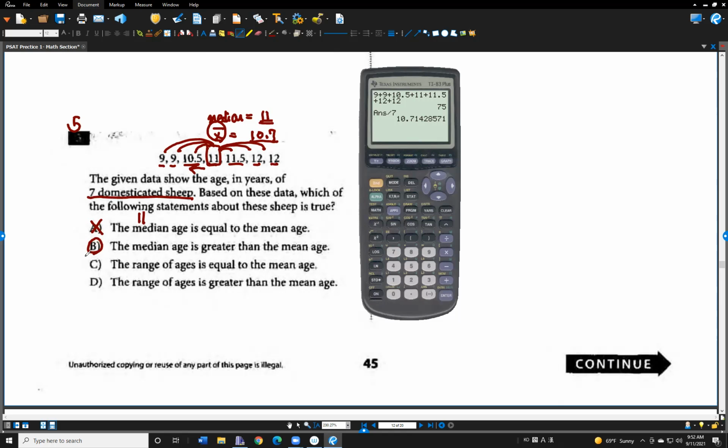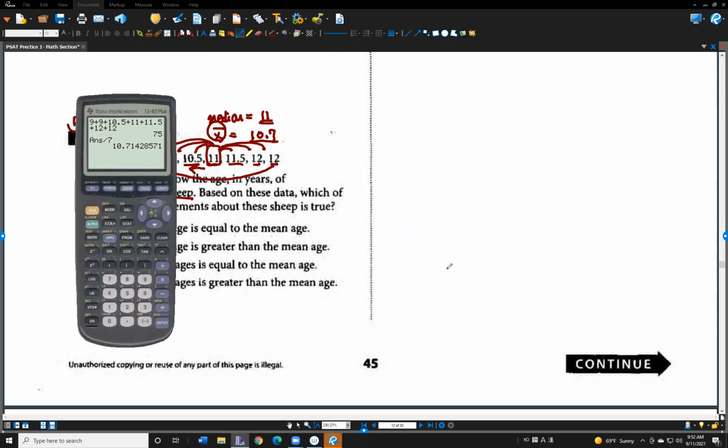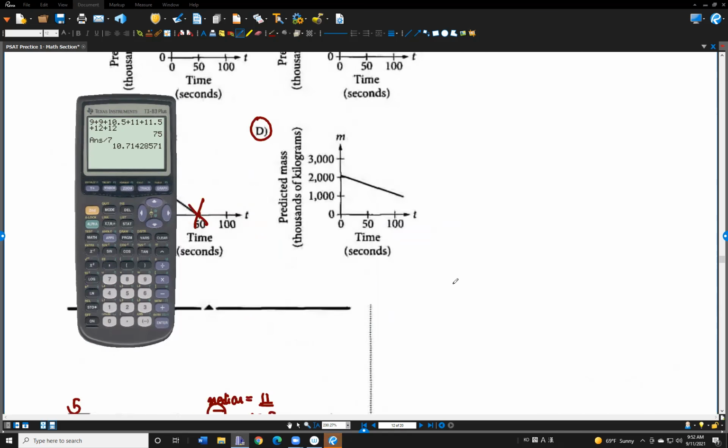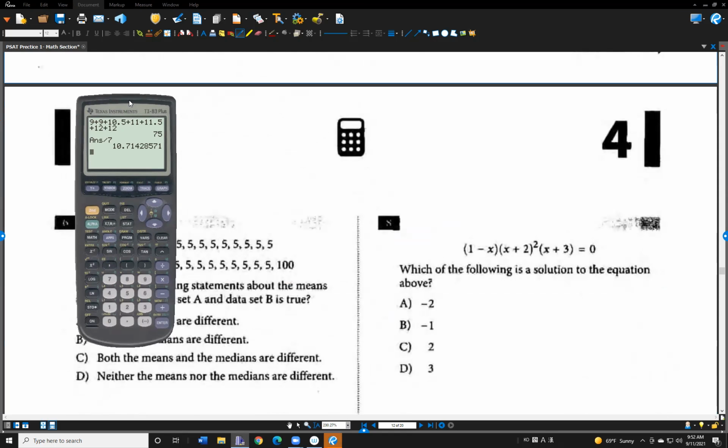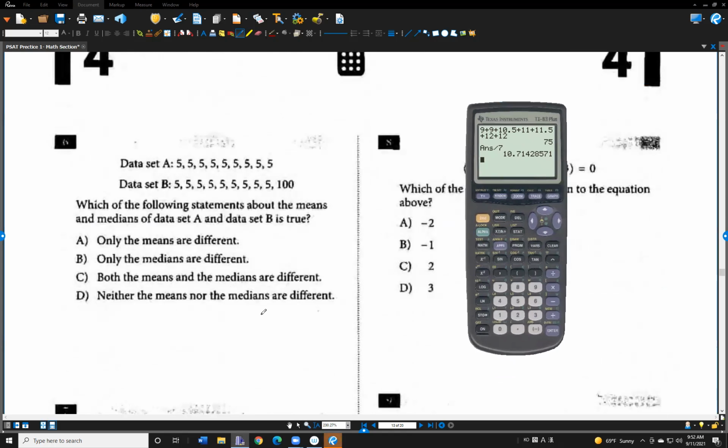Okay, range. Check out one more time. What is the range? Highest minus lowest. 12 minus 9 is 3. Is this 3 equal to the mean value? No, definitely not. Is the range greater than the mean value? No, much smaller than the mean value, right? So choice B is the answer, okay? Okay, try number 6.